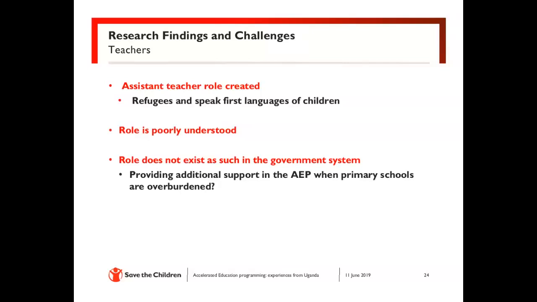However, the role, unfortunately, is poorly understood, and the idea of an assistant teacher providing support within the classroom does not currently exist within the Ministry of Education framework for formal primary schools. So there are a lot of questions around the sustainability of this type of language and literacy support. There's also sometimes a dilemma around providing this additional support for AEP when the formal primary system is already overburdened. Those are some of the questions around that role.